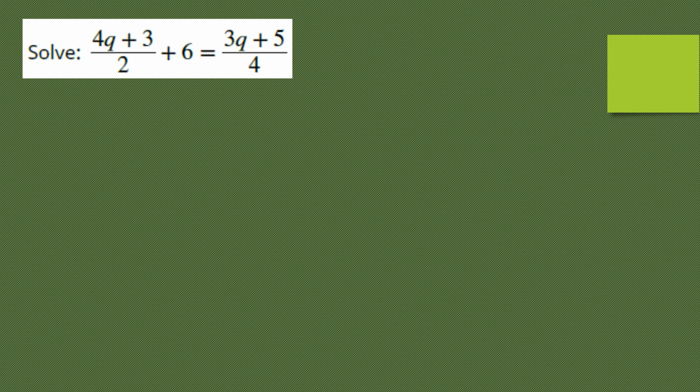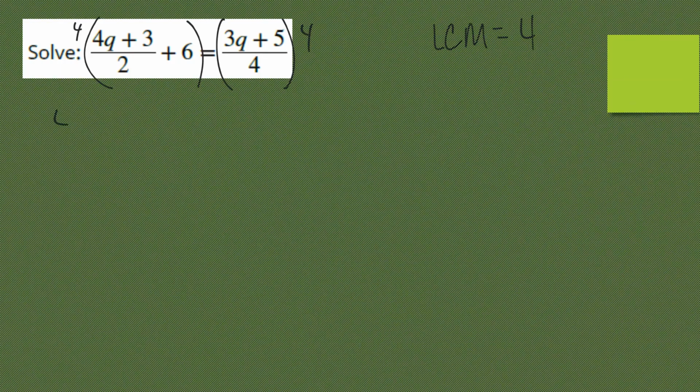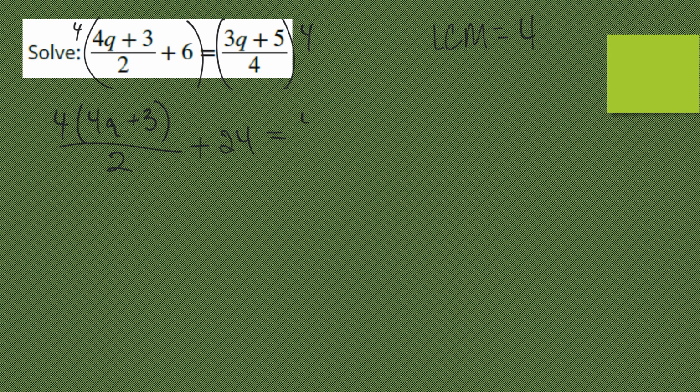Alright, last one here. I've got a couple of fractions I want to eliminate. 2 and 4 are my denominators. LCM is going to be 4. Multiply both sides by 4. Again, I'm not going to multiply that binomial by 4. I'm just going to leave that 4 on the outside. 6 times 4. Same thing on this side. I know it's going to cancel out, so I'm not going to bother distributing. Alright, so this makes 2. This cancels out.